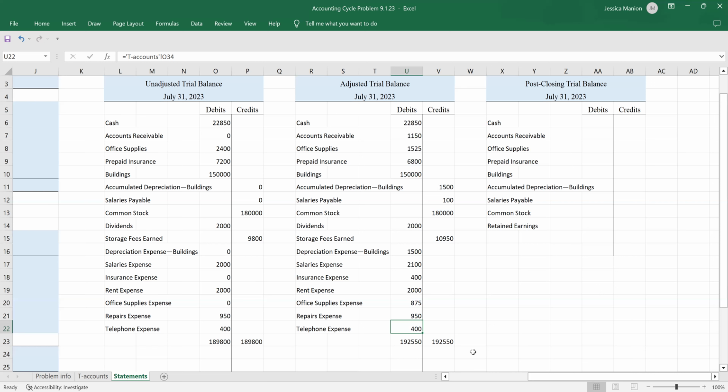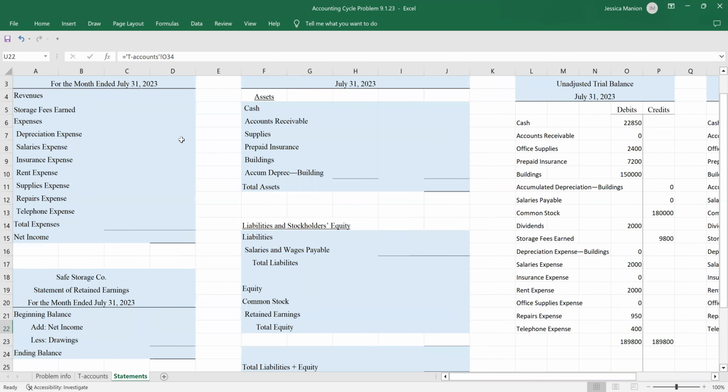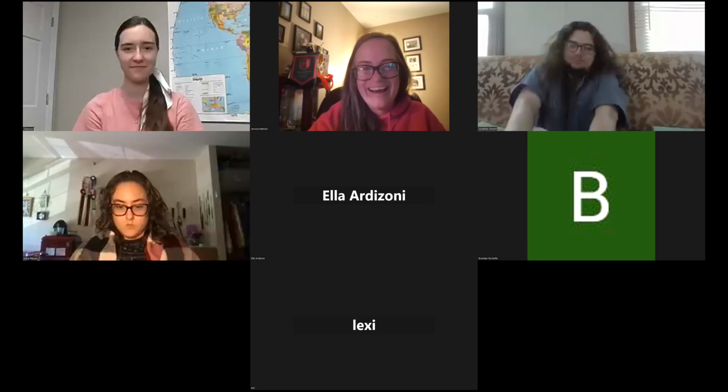That takes us through step 6 of the accounting cycle. We'll finish up this problem together when we come back on Wednesday. We'll be starting chapter 3. So I'm going to go ahead and save this and then send it to you guys. Let me stop sharing my screen.